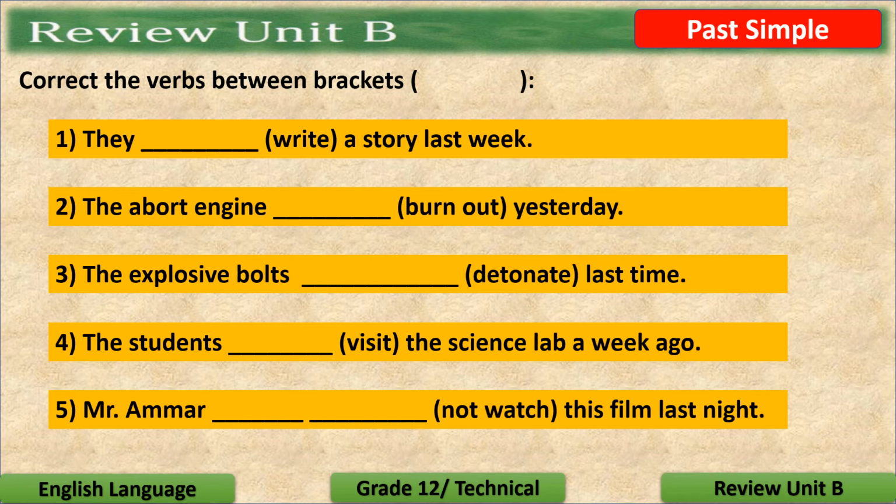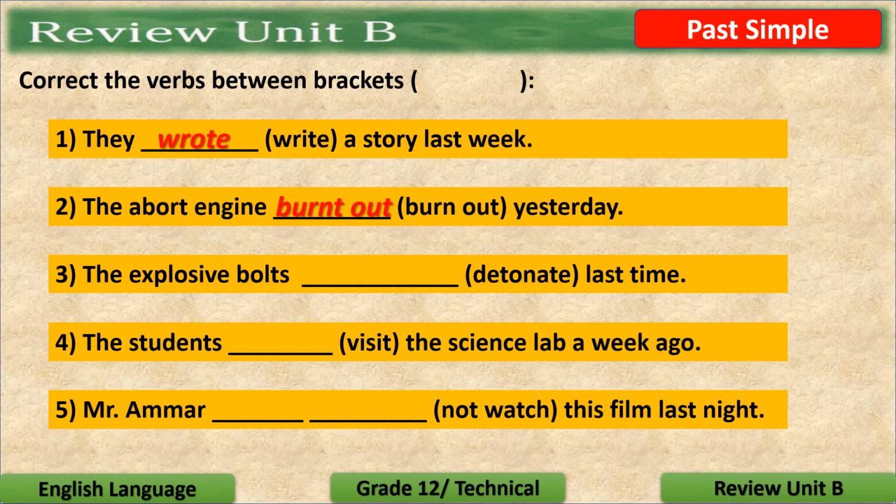They write a story last week. The answer here: they wrote a story last week, because it happened last week in the past. The second sentence: the abort engine burn out yesterday. So the action happened yesterday, so we change the verb burn out into burnt out.